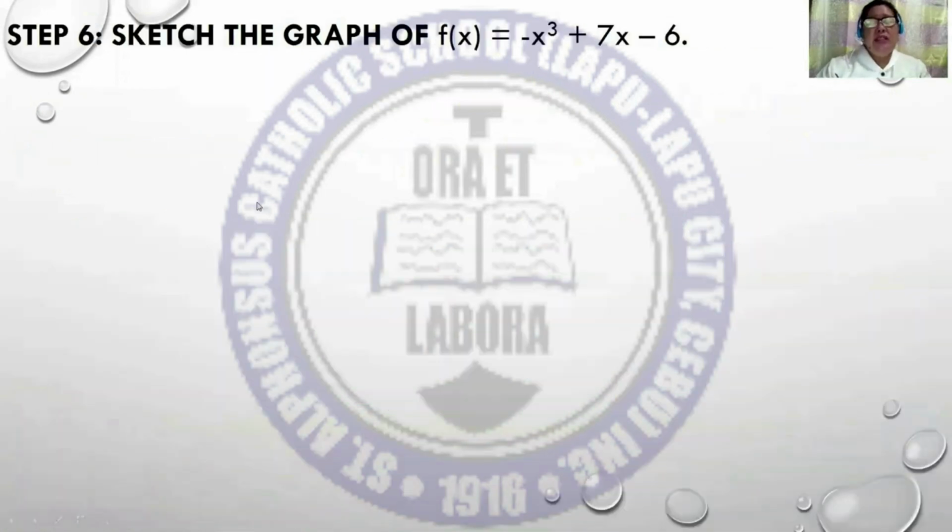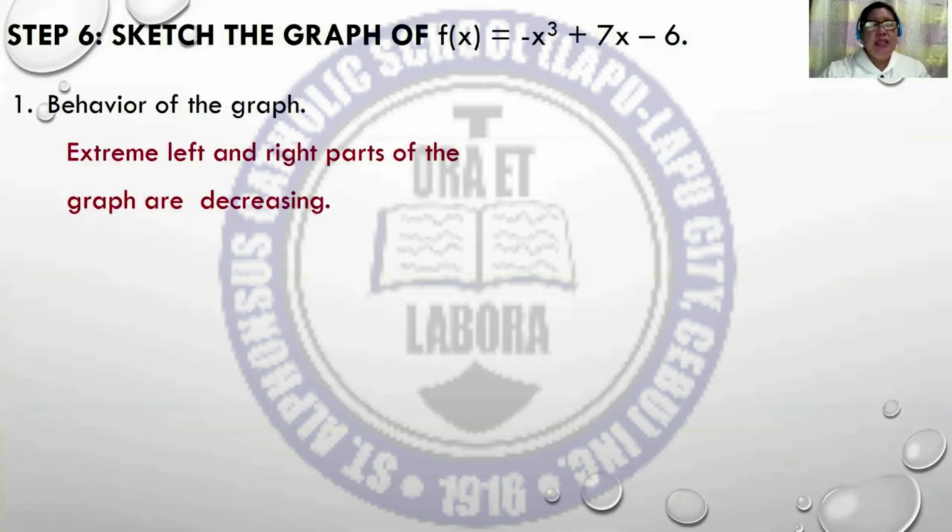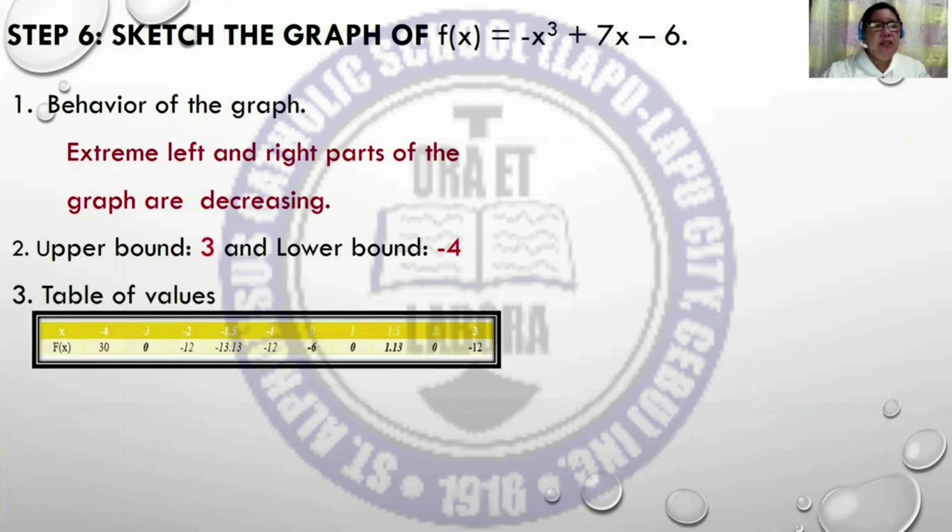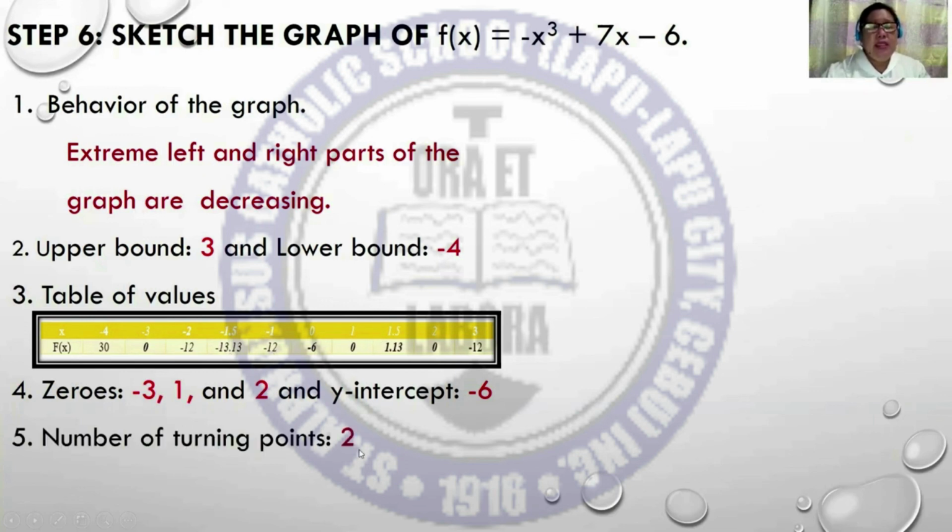Next, you have to sketch the graph of the given function. Let us have now the behavior of the graph, which is extreme left and right parts of the graph are decreasing. The upper bound that we had is 3 and the lower bound is negative 4. Then the table of values starting negative 4 for the lower bound and positive 3 for the upper bound. And we had already the zeros here, negative 3, intercept negative 6. And we included already the turning points. Then the number of turning points is 2. And let us sketch the graph now.